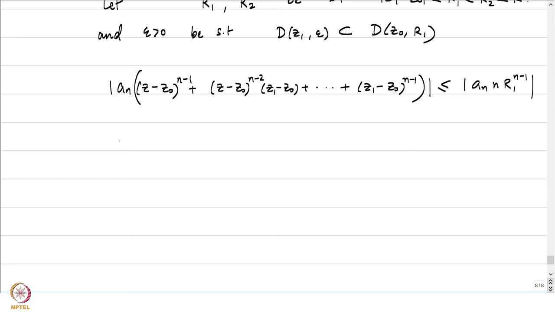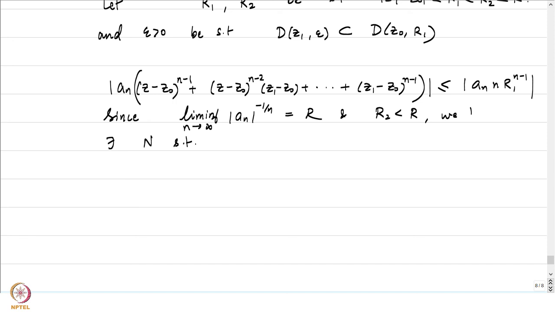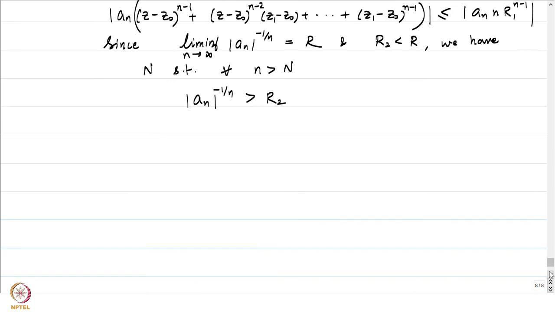We also know that the liminf of mod a_n to the power minus 1 by n is equal to r, and therefore there exists capital N such that, since liminf as n goes to infinity of mod a_n to the power minus 1 by n is equal to r, and r2 is less than r, for all n greater than capital N, mod a_n to the power minus 1 by n is greater than r2. If it was not the case, the liminf would have been less than or equal to r2. Rewriting this tells us that mod of a_n is less than 1 by r2 to the power n.